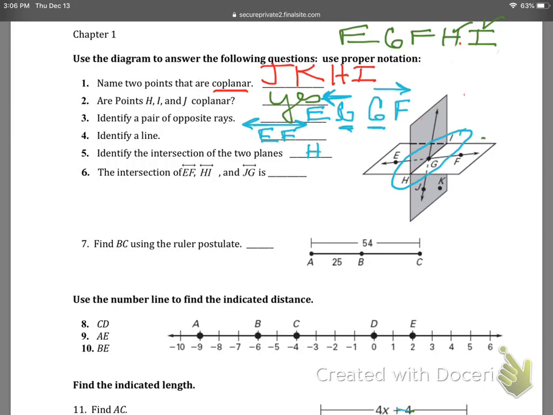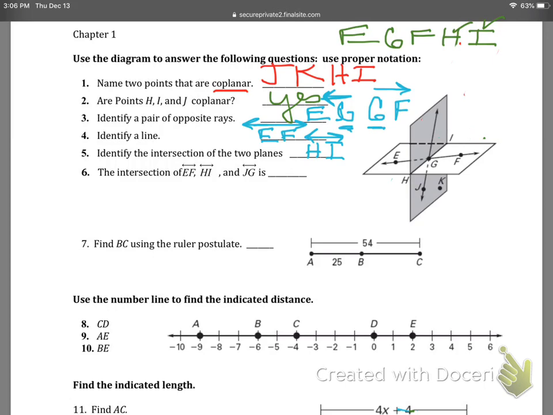Okay, so pairs of planes intersect at lines. So I had to write HI, and I need to put the arrow above it. Okay, we're set there too. Now, let me get rid of this as we focus on question number 6.